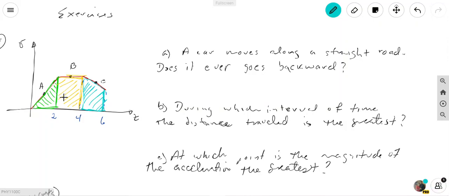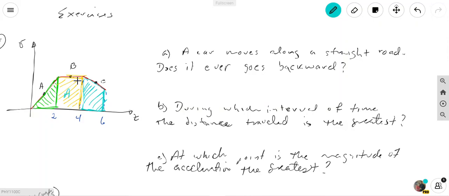So this area under the graph is a measure of the distance that has been traveled by the car. The greater the area under the graph, the greater the distance traveled. That is the reason we say that the greatest distance is in the interval from 2 to 4 seconds.